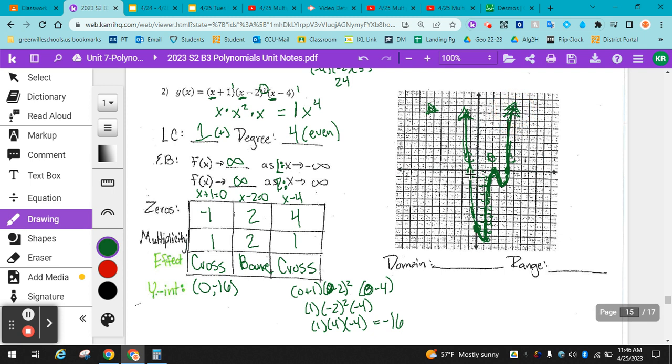So here's my cross, bounce, cross. Domain, negative infinity to positive infinity. I spoiled it yesterday. Polynomials are always negative infinity to positive infinity.